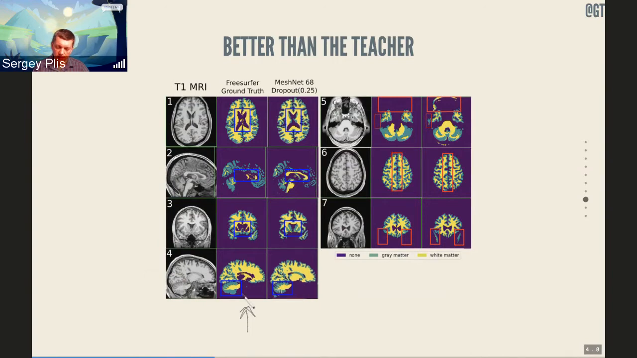So even on the same data set, the ground truth where FreeSurfer makes mistakes, here, as you see on the left in this column, MeshNet is able to generalize over FreeSurfer's mistakes. But it was at the time making some different mistakes. It's not ideal. Now we have something much better.